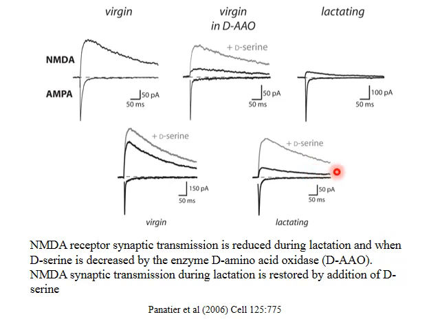So, our hypothesis is that the NMDA component is small because the astrocytic processes have been withdrawn. Thus, D-serine is not present at the synapse. So, if we added D-serine back to the preparation, we should be able to enhance the NMDA component, and that, in fact, is what is seen here. In the lactating animal, if D-serine is added, we have a large increase and a healthy NMDA component of synaptic transmission.